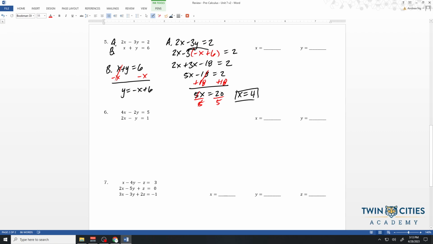Now, once you've solved for one of the variables using the substitution method, you have to plug that into the other equation. I solved this using equation A, so I'm going to plug this into equation B. Let's write B over here, and I can actually just use this one: y is equal to negative x plus 6. So let's plug that in. y is equal to negative 4 plus 6. So y is equal to positive 2.